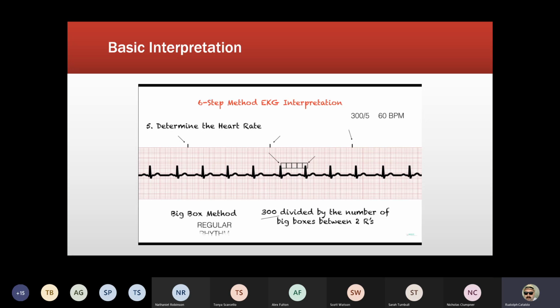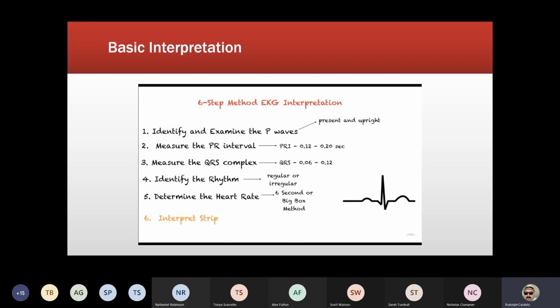This method works better for regular rhythms only. And this is actually the method that you can use if you don't have a 6-second strip in front of you. And the final step is interpret your strip.